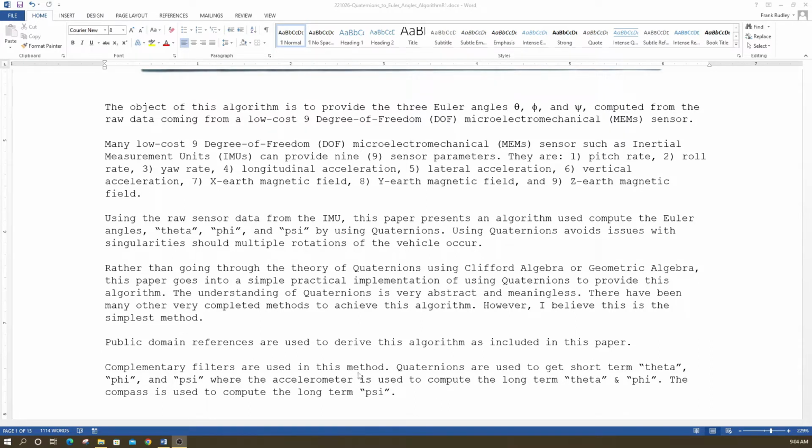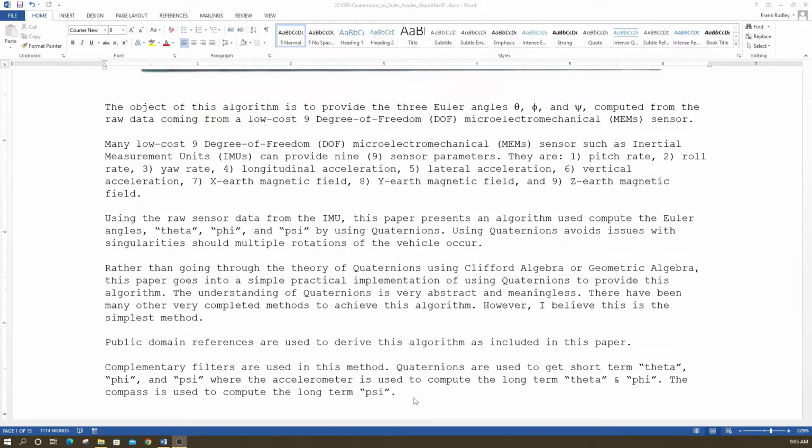Complementary filters are used in this method. Quaternions are used to get short-term theta, phi, and psi, where the accelerometer is used to compute the long-term theta and phi. The compass is used to compute the long-term psi.